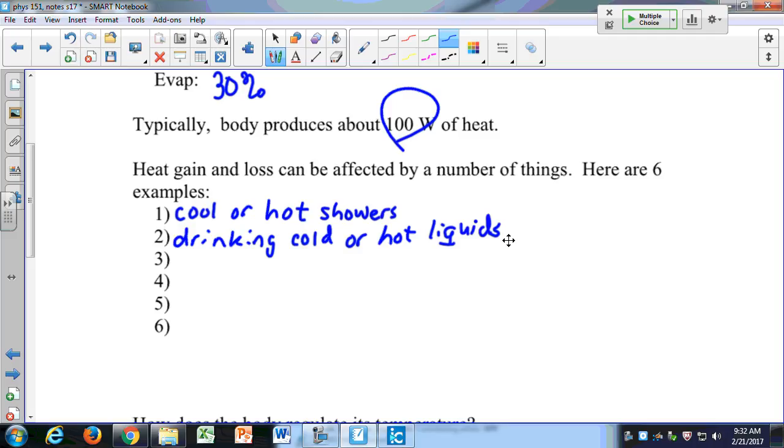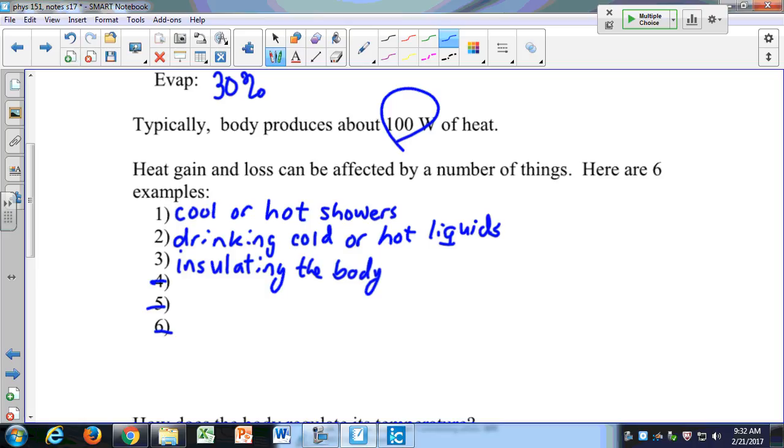And then insulating the body. We put on more or less clothes. But you can probably think of other examples. Oh, I'm sorry, I do have some others.